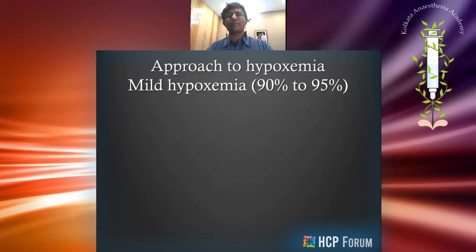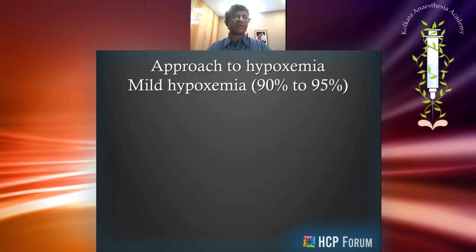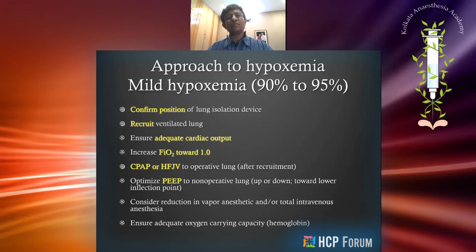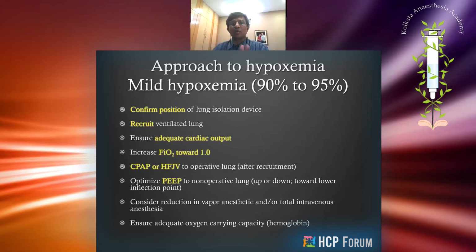So, the approach to hypoxemia, which is mild, defined as between 90 to 94 or 95%. You first look at what you are doing.